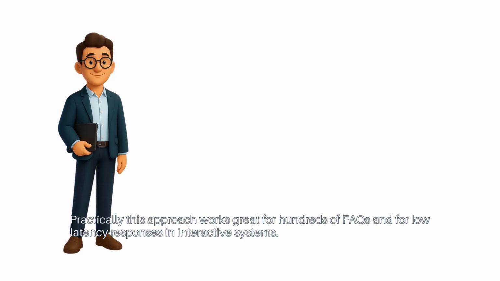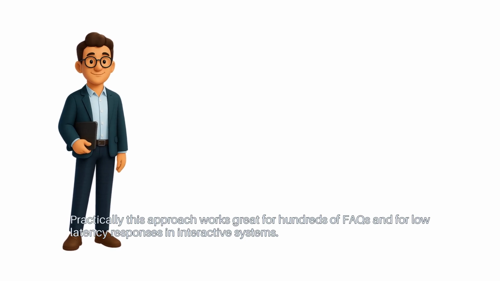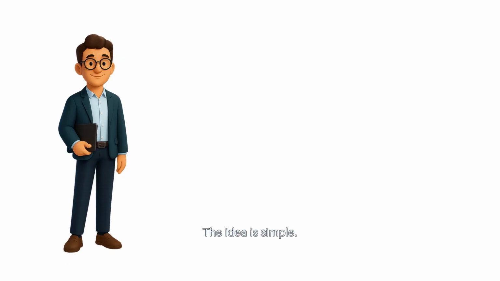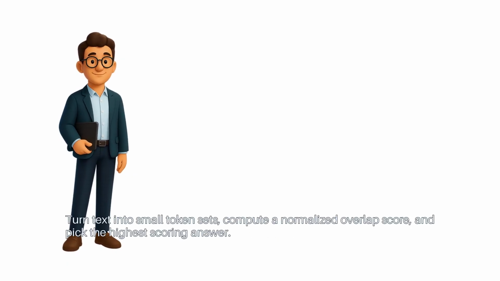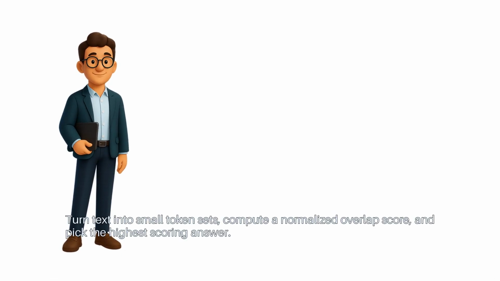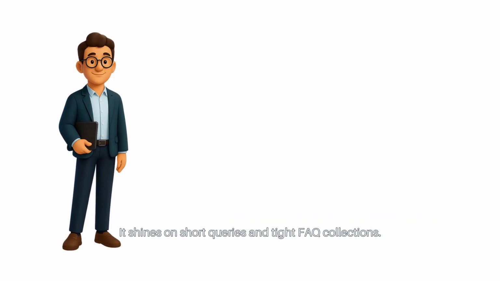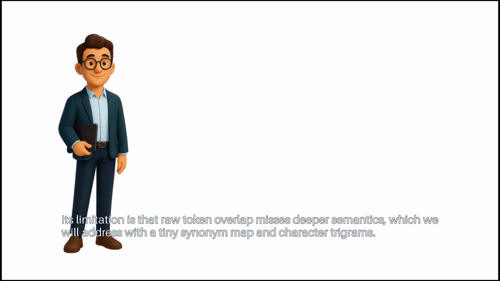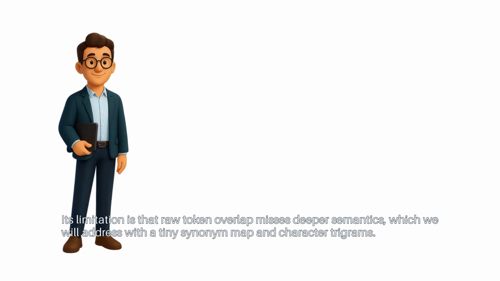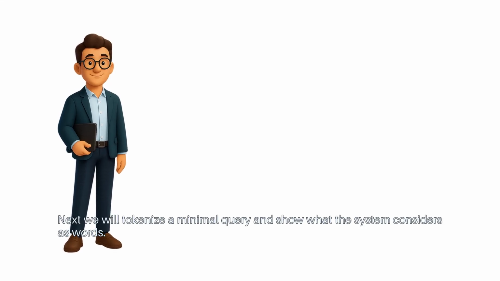Practically, this approach works great for hundreds of FAQs and for low latency responses in interactive systems. The idea is simple. Turn text into small token sets, compute a normalized overlap score, and pick the highest scoring answer. It shines on short queries and tight FAQ collections. Its limitation is that raw token overlap misses deeper semantics, which we will address with a tiny synonym map and character trigrams. Next, we will tokenize a minimal query and show what the system considers as words.